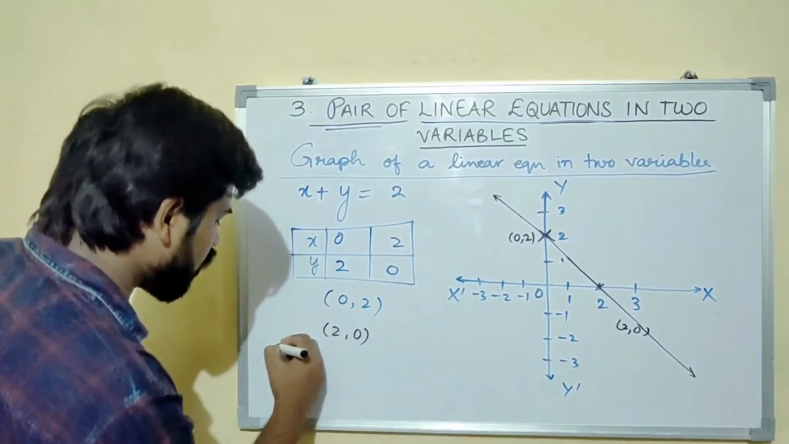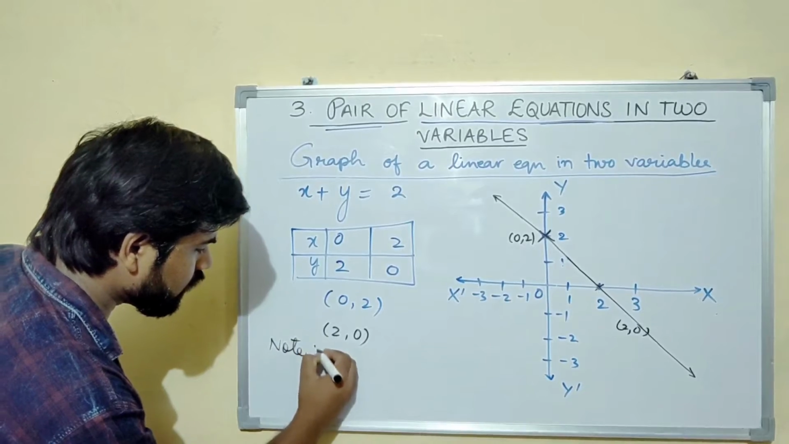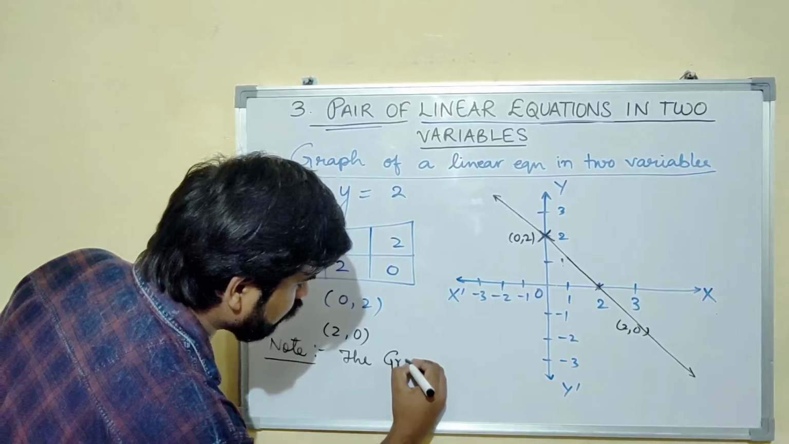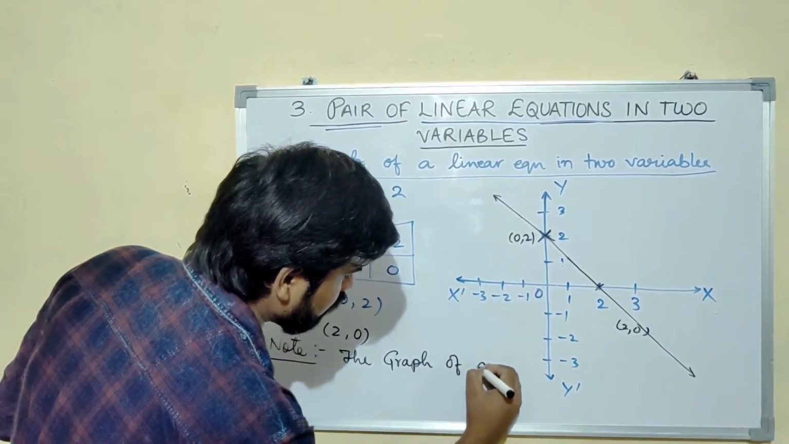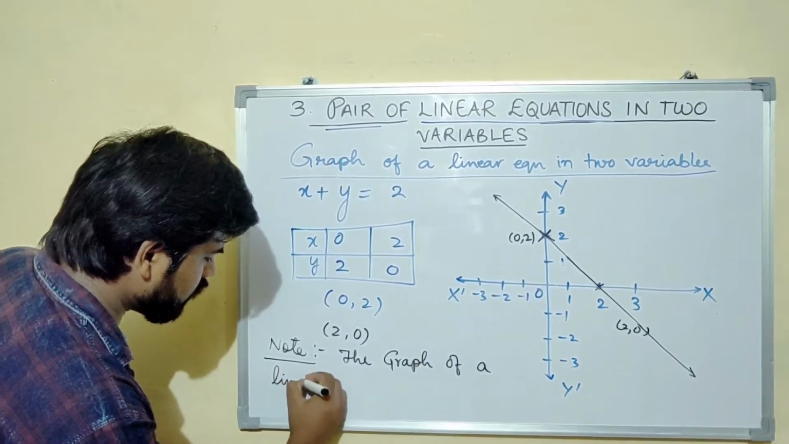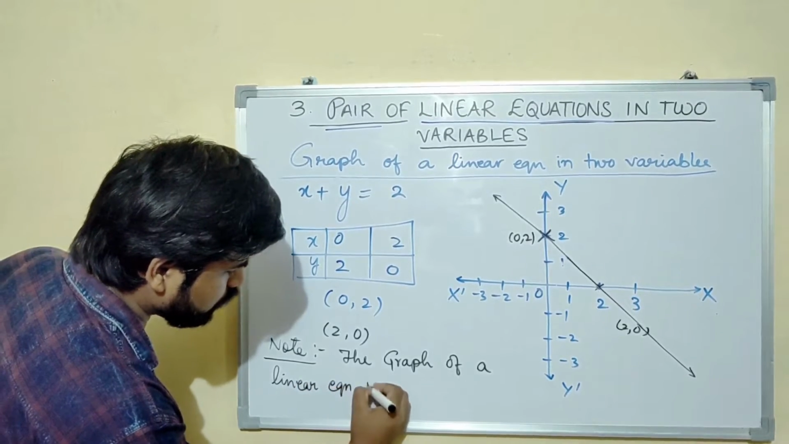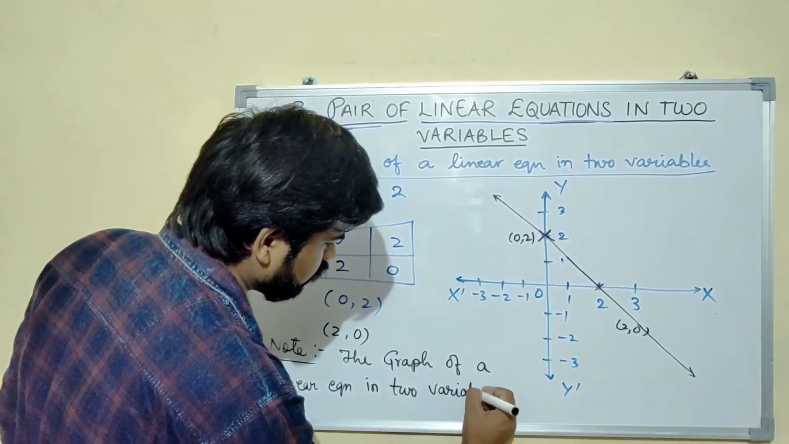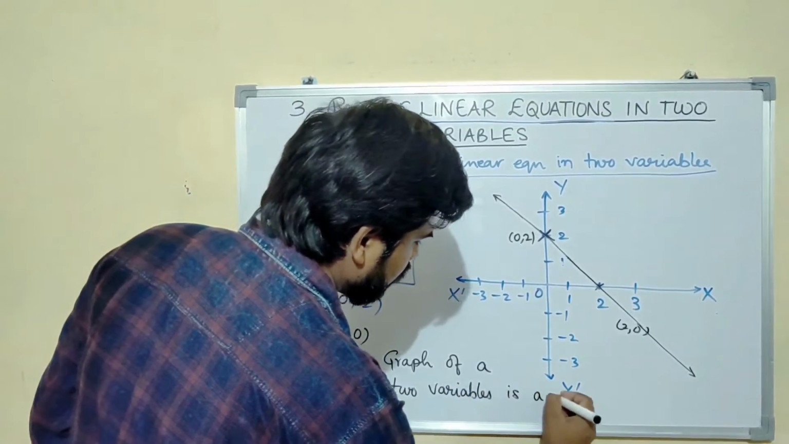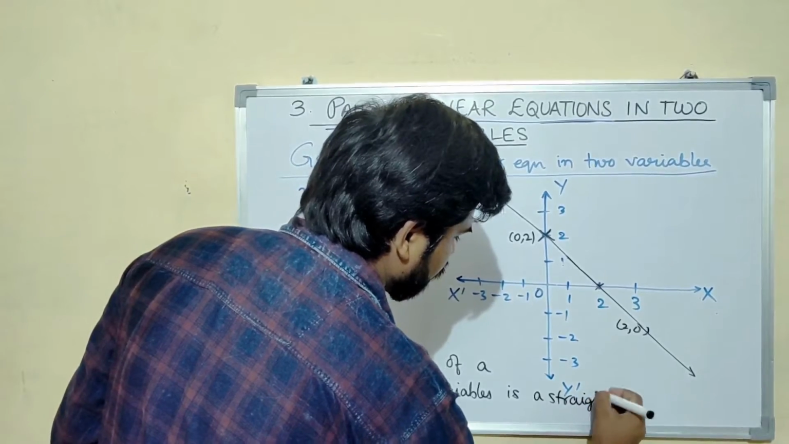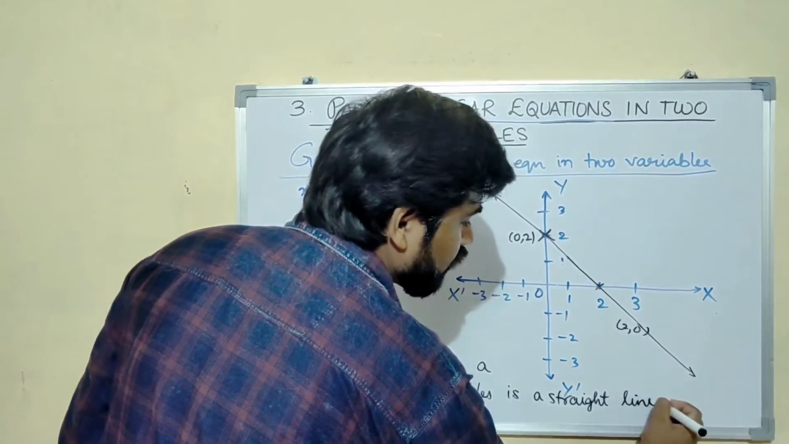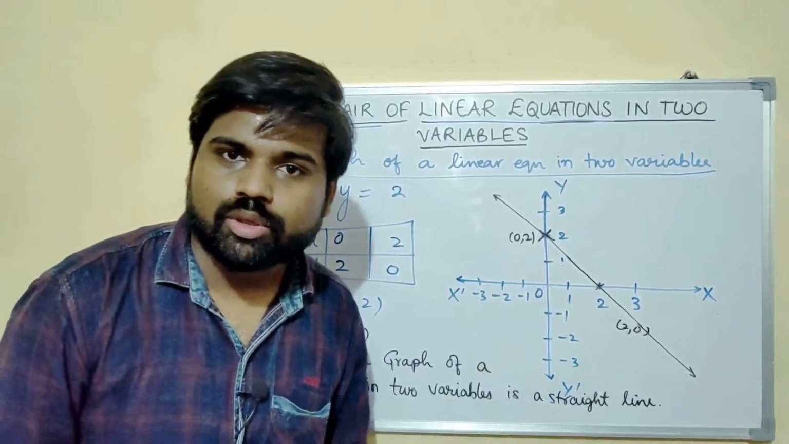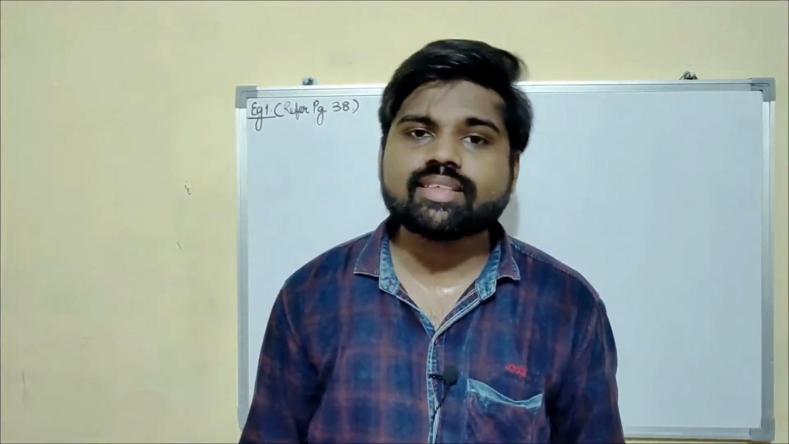Okay, so make a note in your notebook that the graph of a linear equation in two variables is a straight line. Okay, this is asked for 1 mark question. So do note that the graph of the linear equation is a straight line. Now let us see some examples.